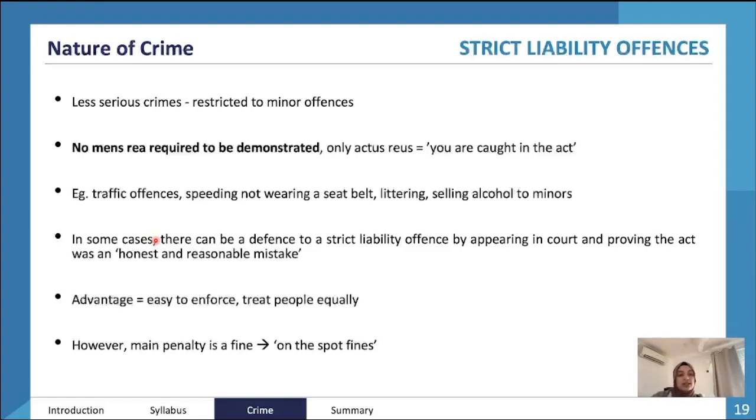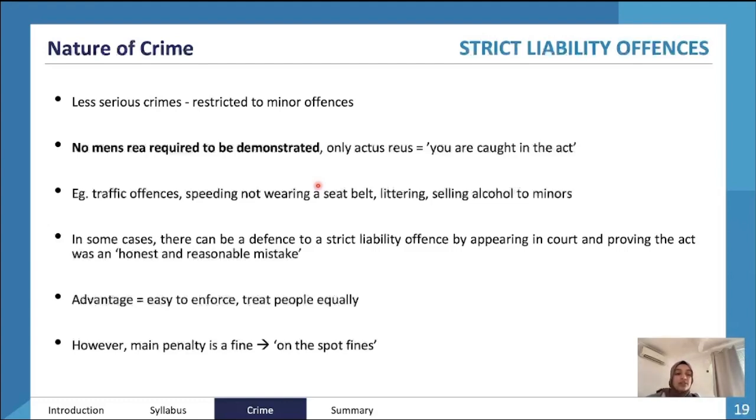In some cases, there can be a defence to strict liability offences by appearing in court and proving the act was an honest and reasonable mistake. Okay? So you can go into court and say, hey, actually, I wasn't speeding, or I had a reason for not wearing a seatbelt. That's how you can fight it, but most of the time it's a minor offence, so you just take it on the chin, right? Most people won't go to court for it, but if you have a reason, you can fight it, the system allows you to do so.